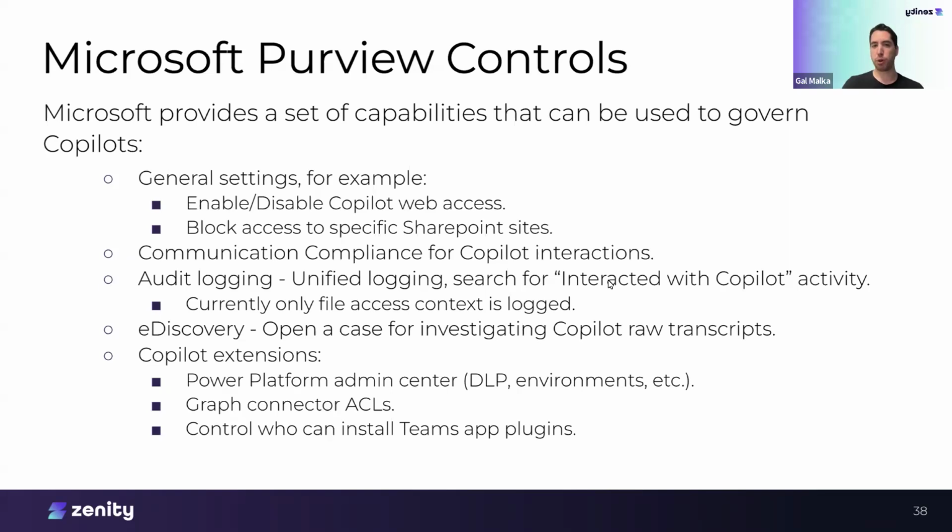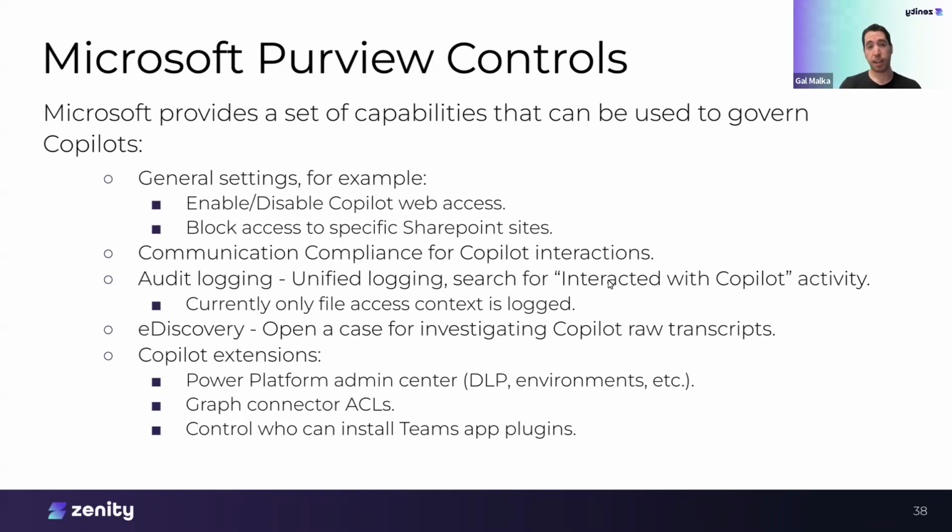We have some logging. It's not too extensive. We have some logging for Copilot interactions. Currently, what Microsoft gives us is only the context, only the files that were accessed using the interaction and the sensitivity labels of the file. We don't see the actual transcripts. And then we have e-discovery, which is a way to fetch the transcript itself, but this can be done only for specific cases that are investigated. You need to specify the correct time range and user set that you want to investigate in case of an incident.